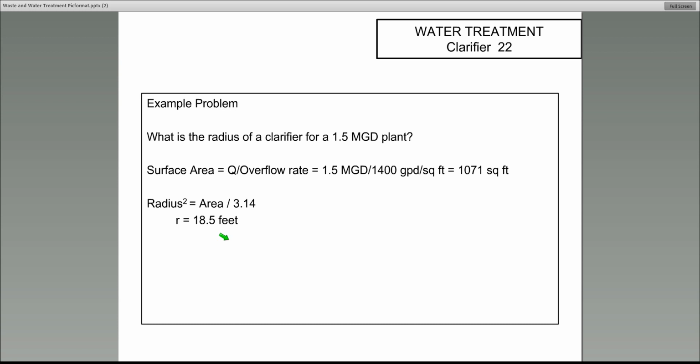Yeah, the surface loading rate is the same as the overflow rate for purposes of plugging them into the formula. They're just called different names.